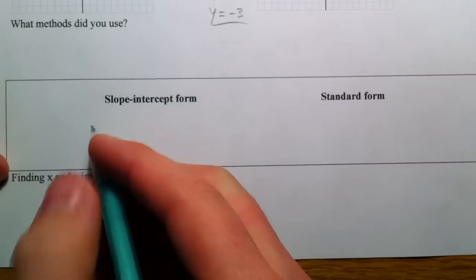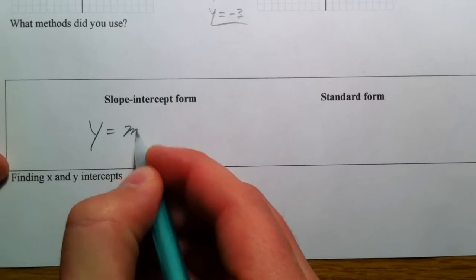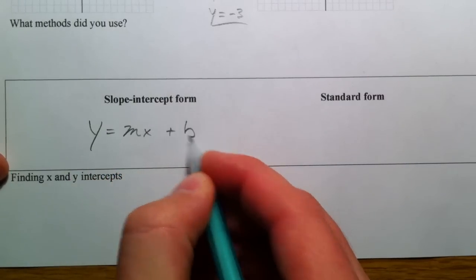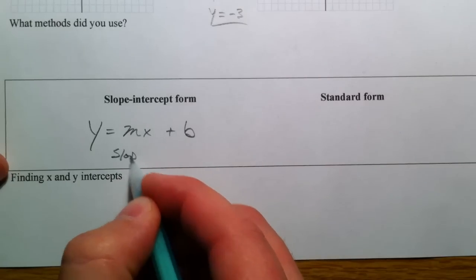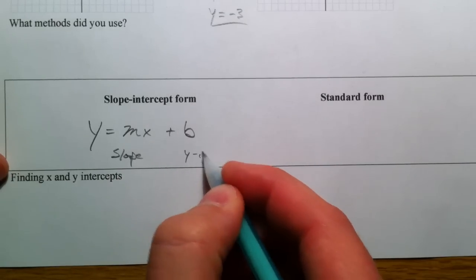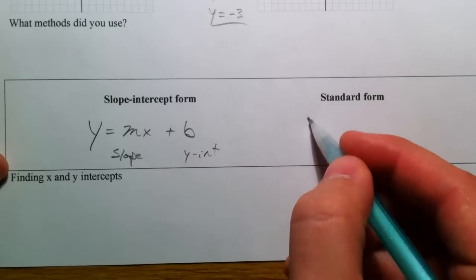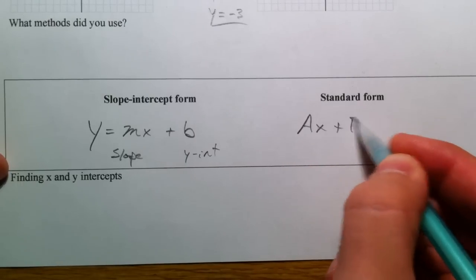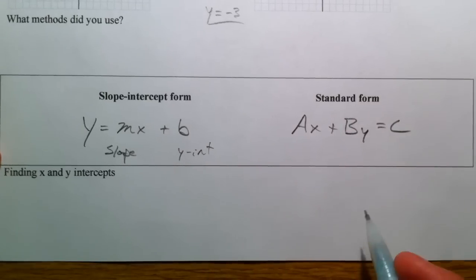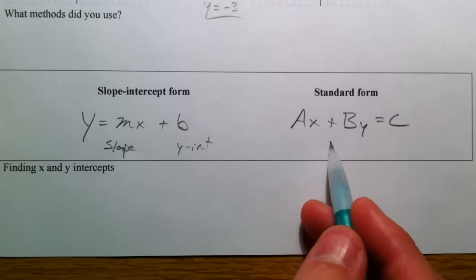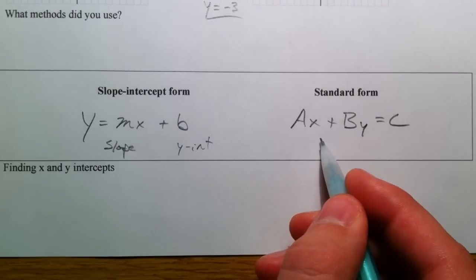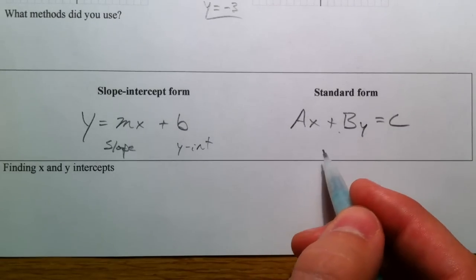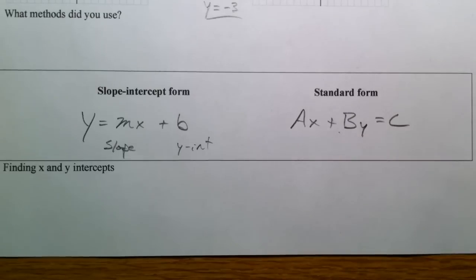So, two ways we had it: slope-intercept form, y equals mx plus b. That's the slope. This is the y-intercept. Standard form, ax plus by equals c. Not quite as useful, but you can put it in slope-intercept form, or you can find the x and the y-intercepts.